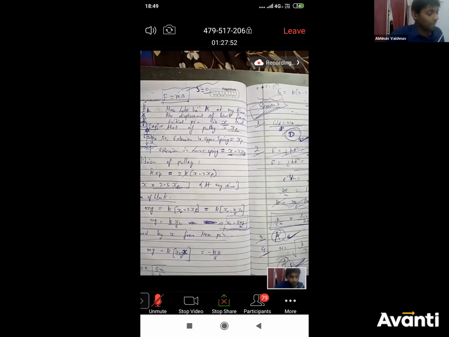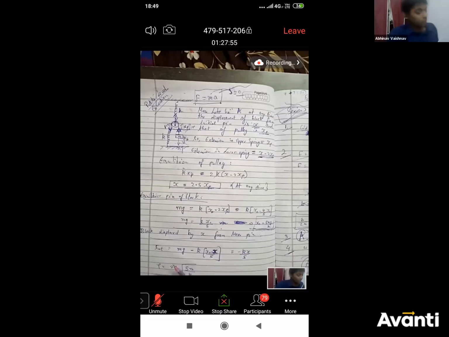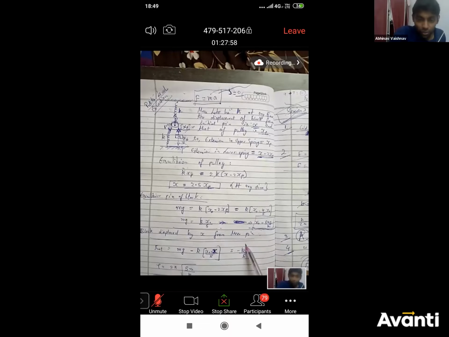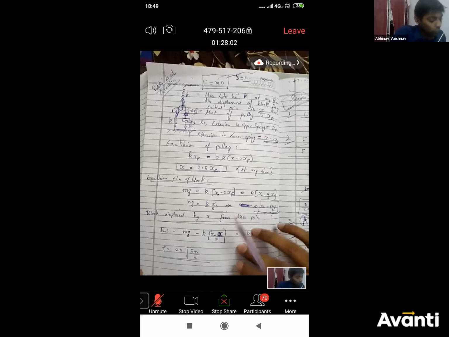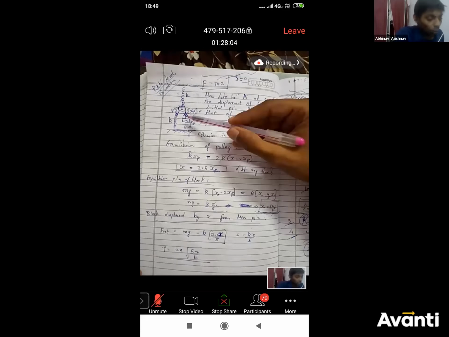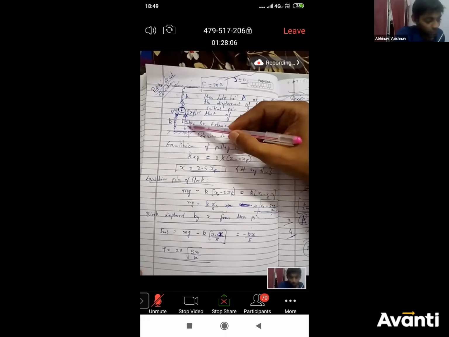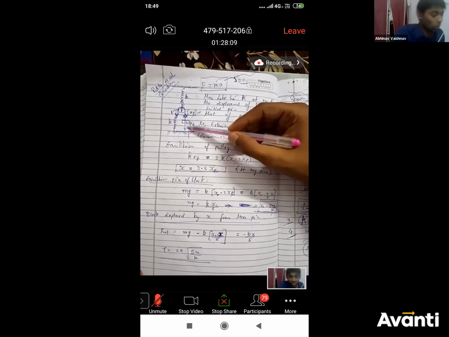So now time period कैसे निकालेंगे? बहुत ही आसान चीज. So now displace it by x from the mean position. Now we found the mean position. So mean position से displace it by an amount x. So if you displace it, let's say downwards by an amount x, right? Block को displace किया by an amount x downward direction में.